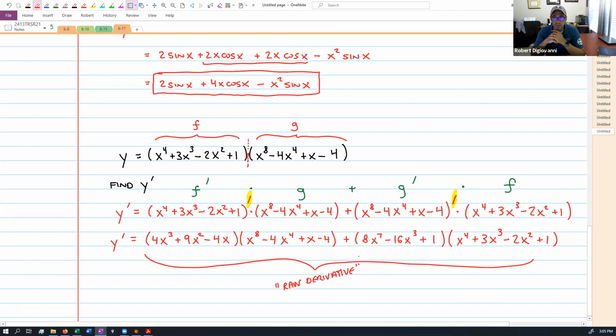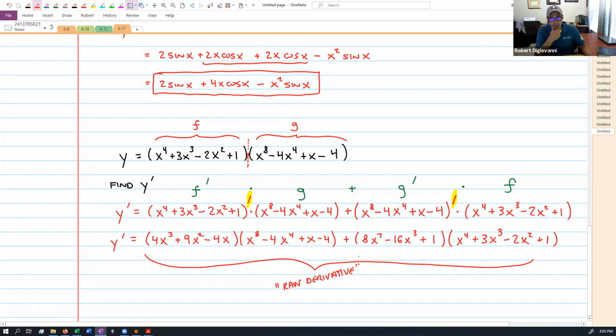Any questions? So product rule, F prime G plus G prime F. Or I like to think of the product rule not in terms of F and G. I always think of it as the derivative of the first one times the second plus derivative of the second times the first. Derivative of the first times the second plus derivative of the second times the first. Just burn it in, okay?